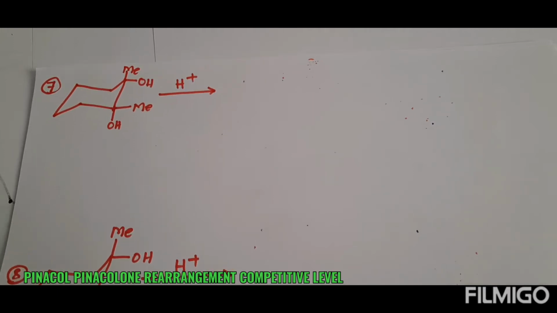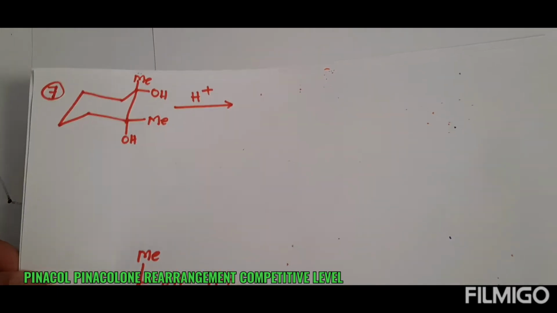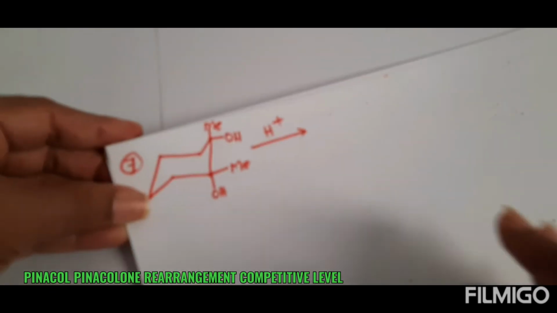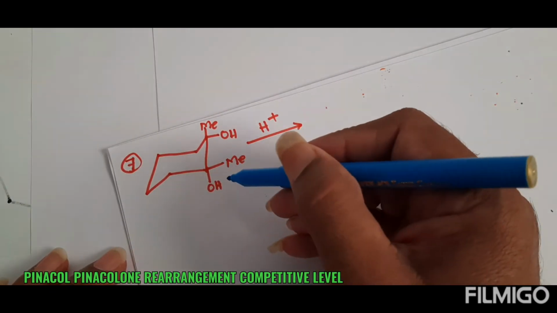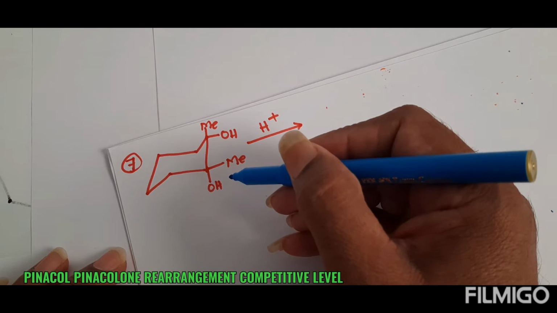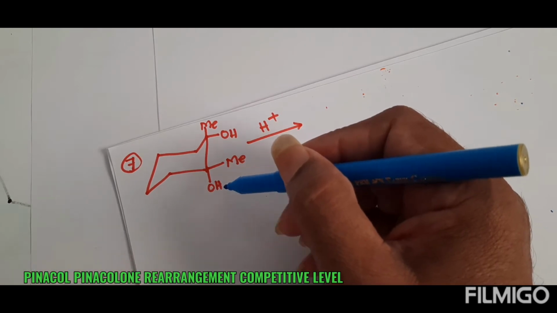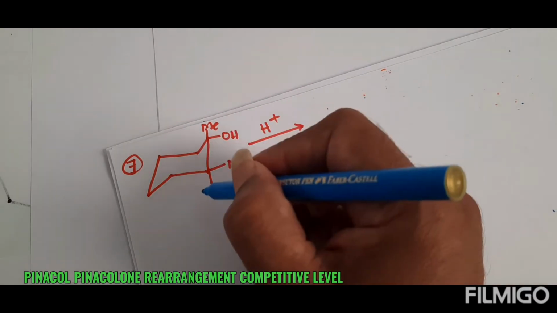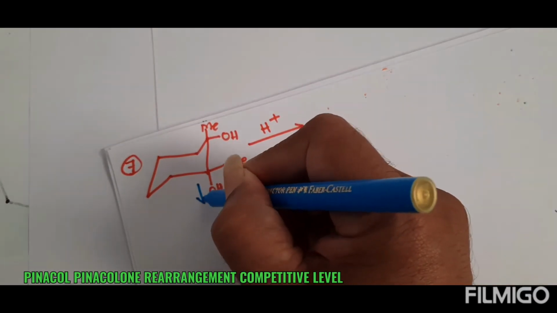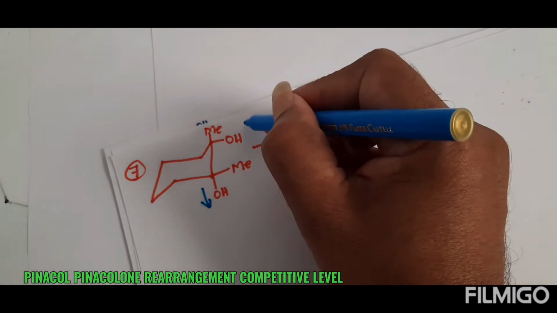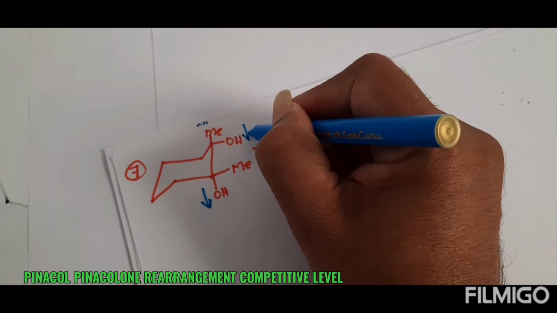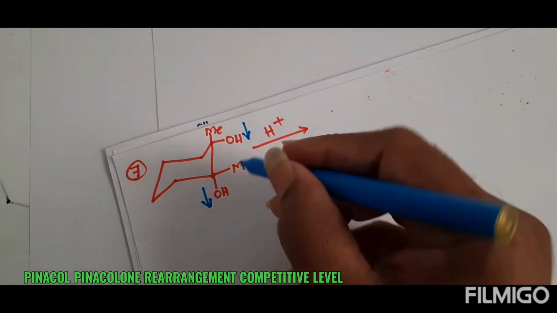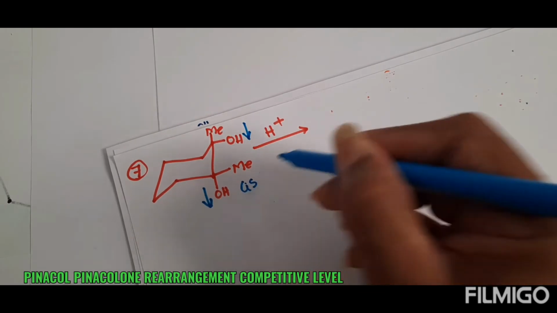So let's see, this is the molecule I have taken. In this molecule I am concentrating on the orientation of the groups. The orientation of the groups also will decide the nature of the product. Look at this, here OH group downwards, here OH group downwards. That means it is a cis form.